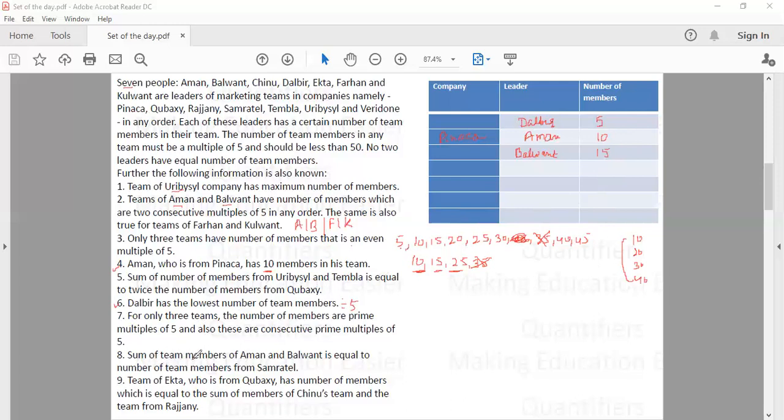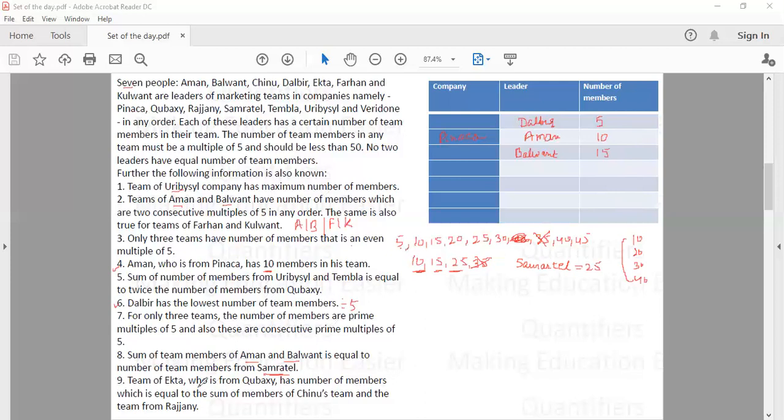Next it says the sum of the team members of Aman and Balwant is equal to the number of team members of Summertel. That means the company Summertel should have members equal to the members of the teams of Aman and Balwant, which are 10 and 15 respectively. So Summertel has 25 members. Team Summertel has 25 members.